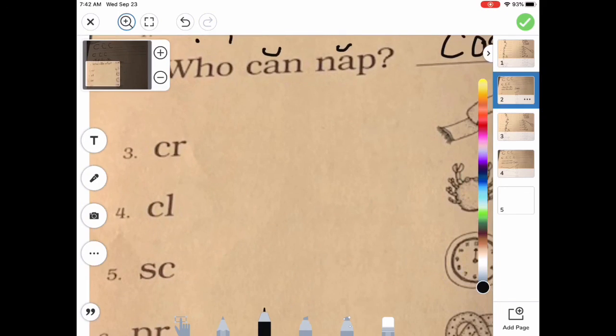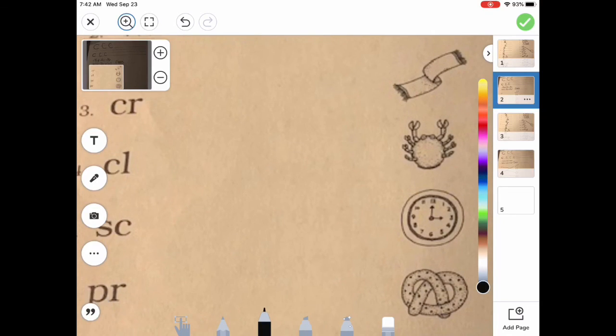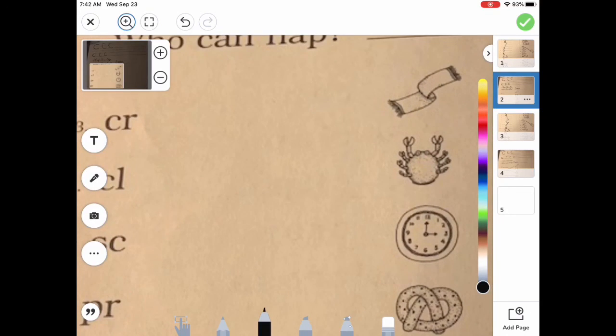All right, and then down at the bottom, you're going to do just like we've done before. You're going to match the beginning blend to the picture. So cur starts with which picture? Crab, very good. And then you would just keep going with cool and sk and purr.